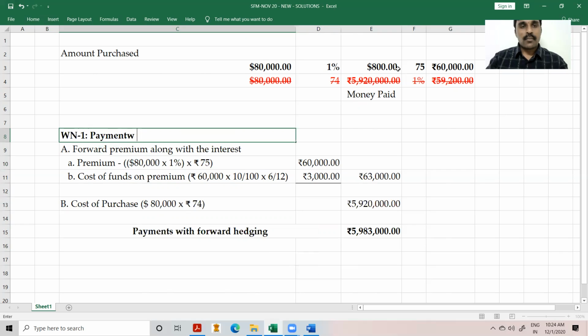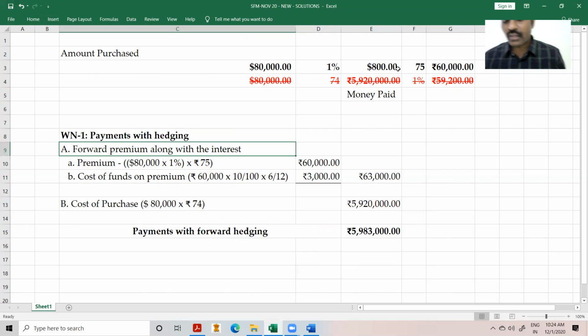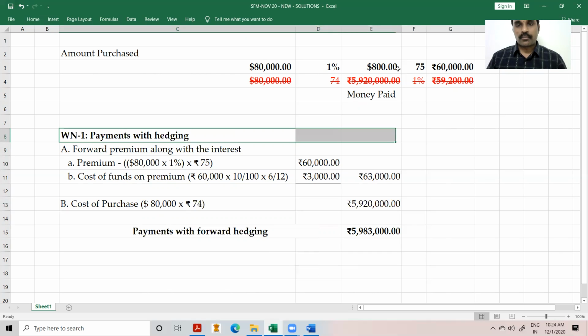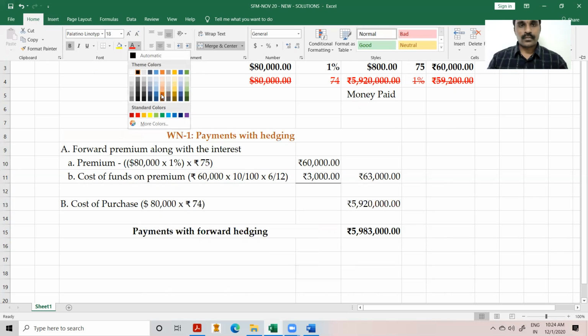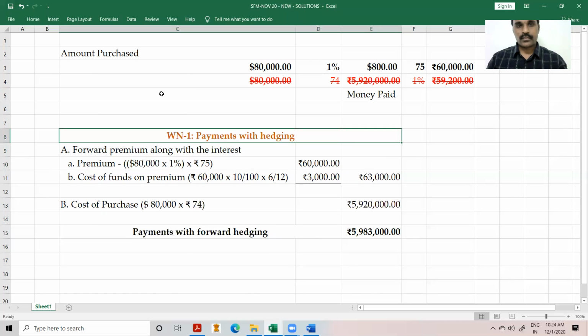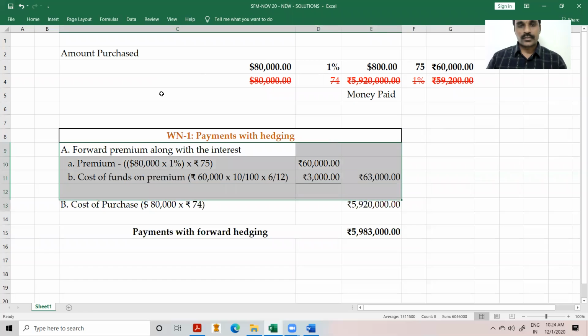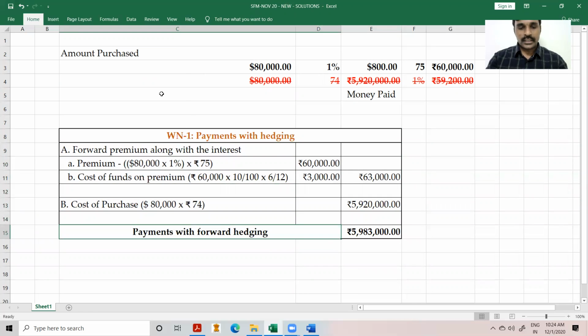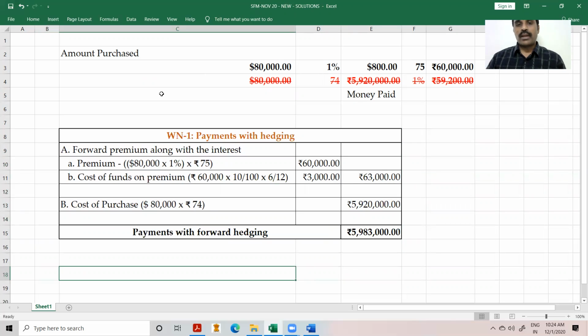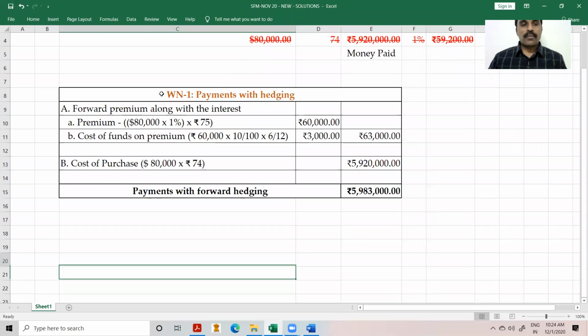Payments with hedging. In our framework, whatever I have seen, first we have to look at the payments with hedging and then the payments without hedging. So 59 lakhs 83,000 is the payment with hedging. Next, payments without hedging. So how will you draw the payments without hedging?